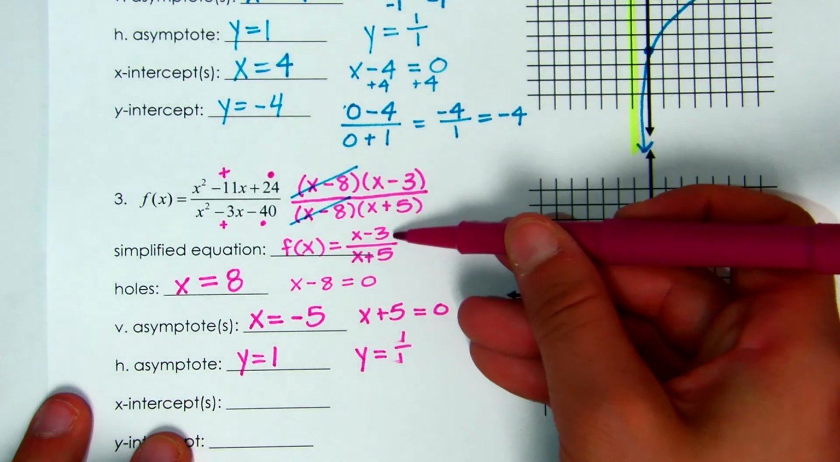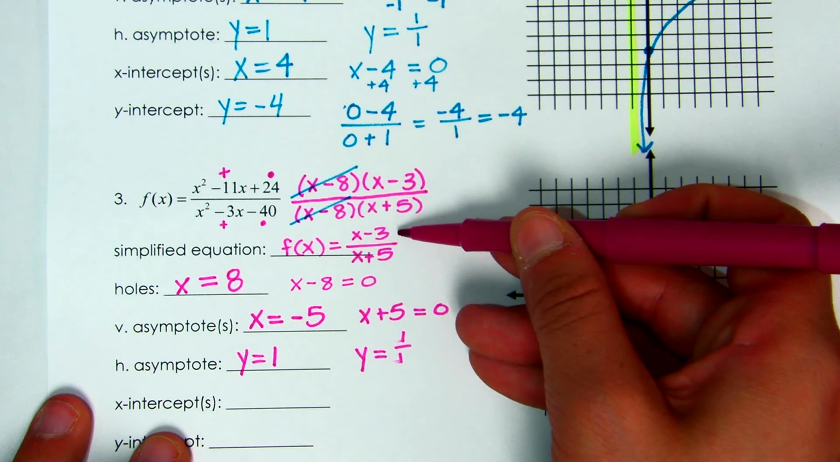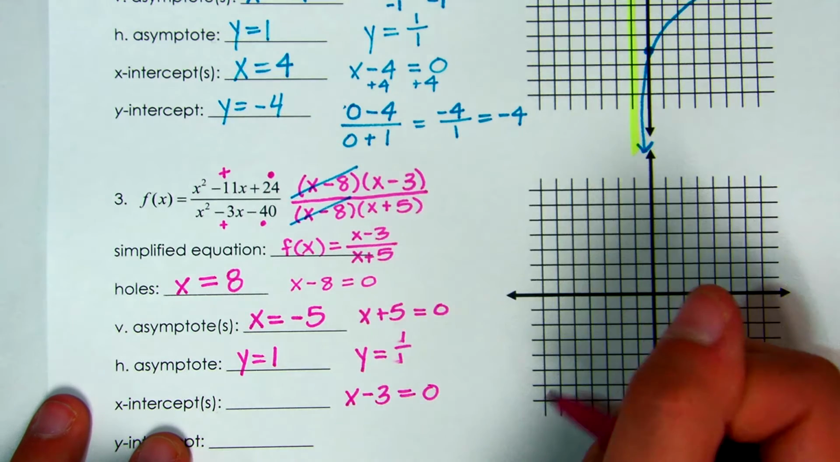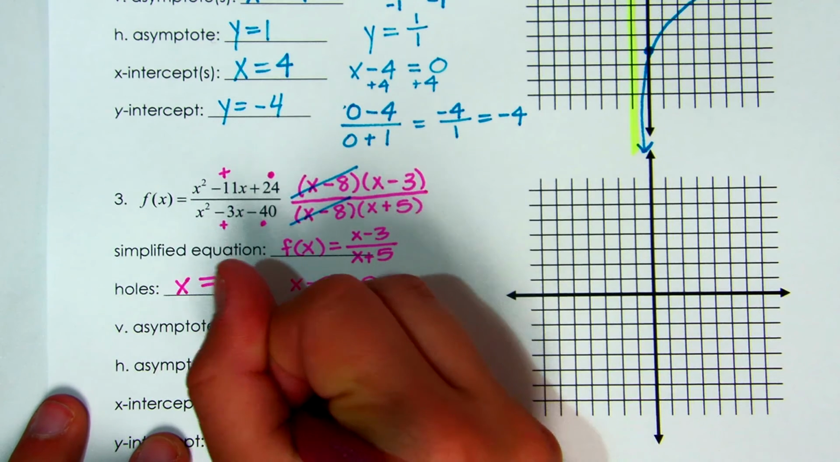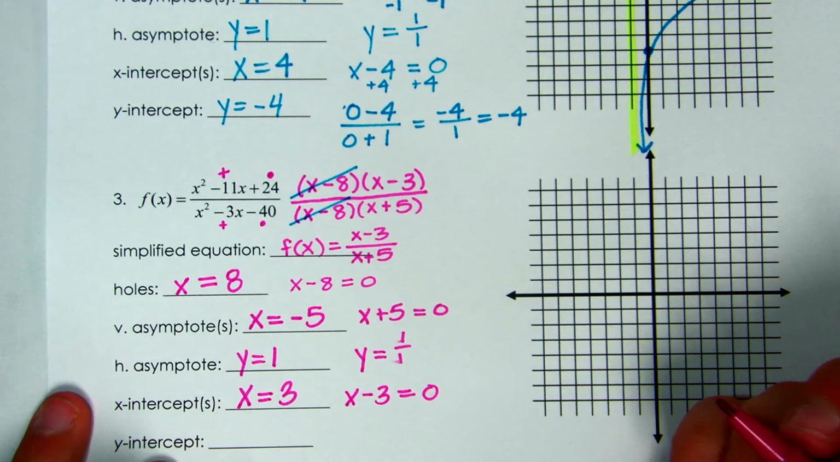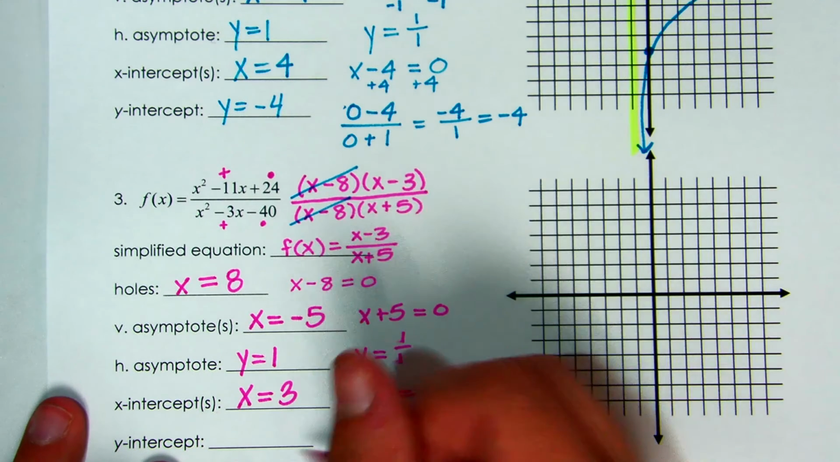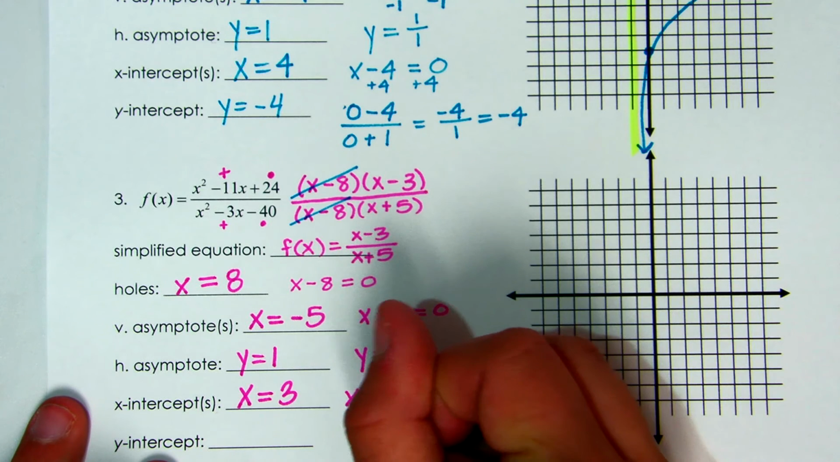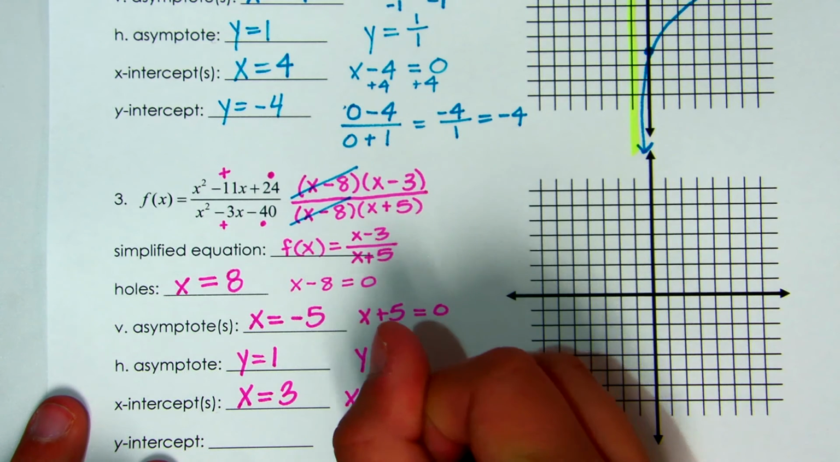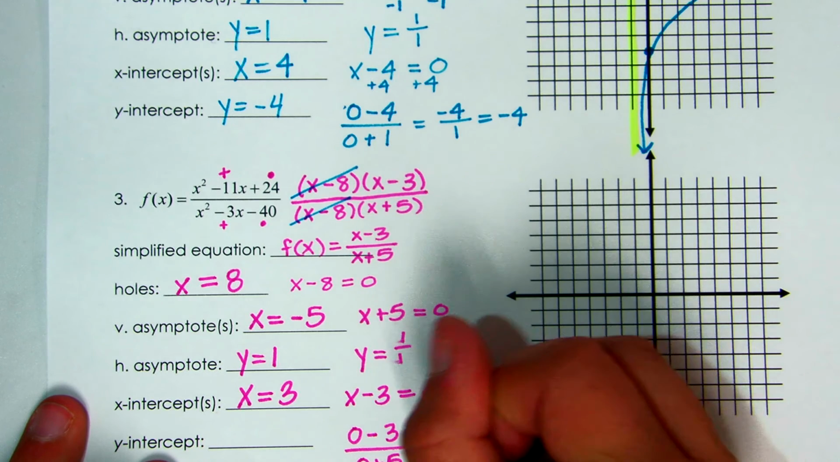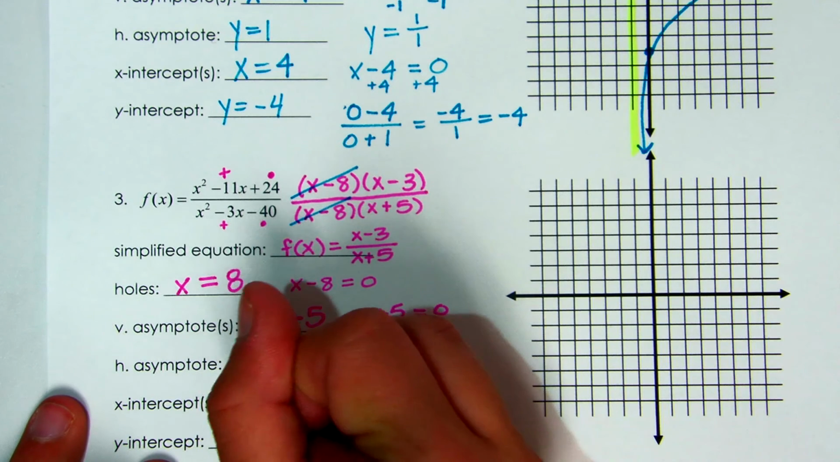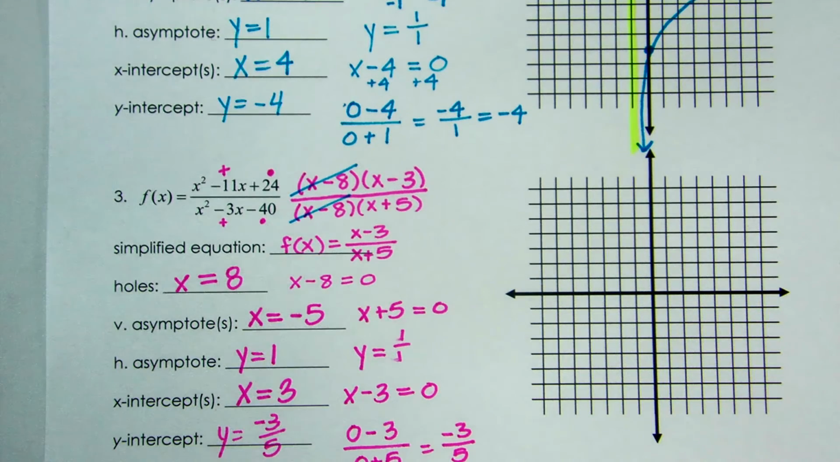X-intercept, take the simplified equation's numerator, the top, set it equal to 0. X minus 3 equals 0. Solve for x. X equals 3 is my x-intercept. Last but not least, the y-intercept, plug in zeros to the simplified equation. 0 minus 3 over 0 plus 5 equals negative 3 over 5. So y equals negative 3/5.